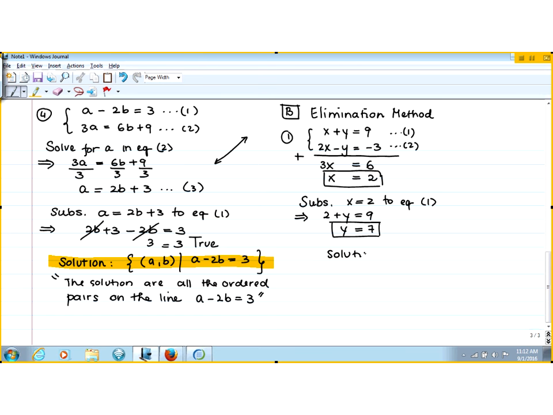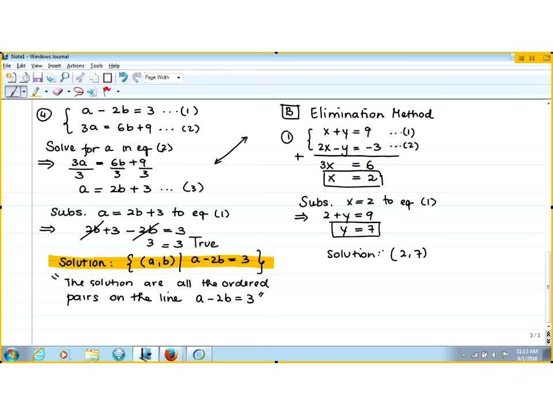So what is my solution? 2, 7. So we follow alphabetical order. If you have m and n, then m, n. If you have A and B, then it's A comma B. Right? S and T is S comma T. All right. Good.